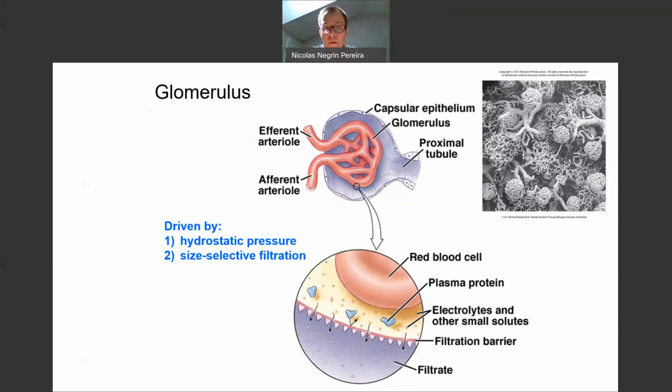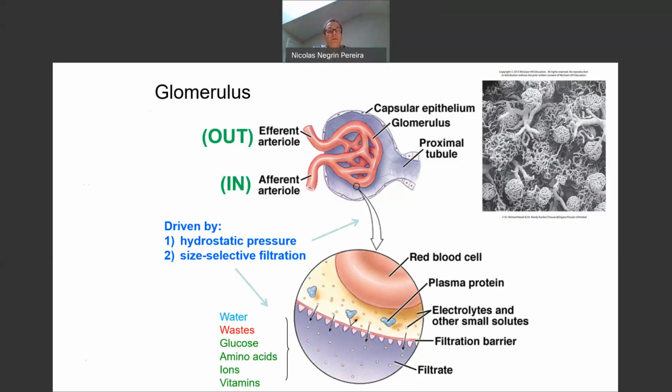So the process of the formation of this fluid inside the capsule is driven by hydrostatic pressure, as we said, by the difference between the afferent and efferent arteriole, and by a size-selective filtration through a filtration barrier. So remember, afferent is what gets in, and efferent what gets out. And this fluid will be formed mainly by water and wastes, but glucose, amino acids, ions, and vitamins, all of them or most of them will be reabsorbed back to the organism.